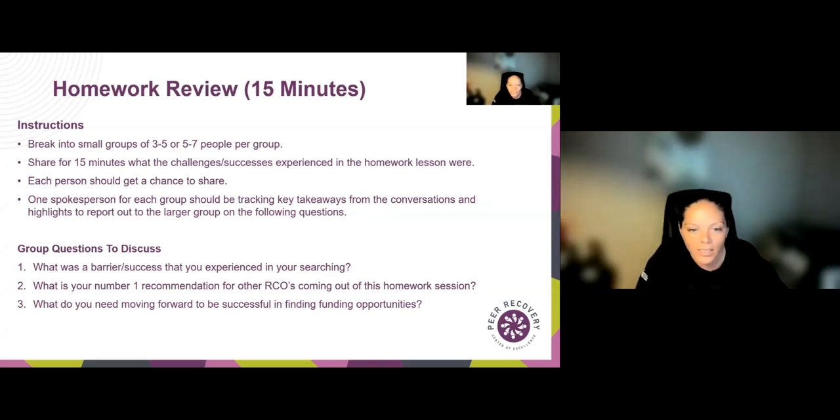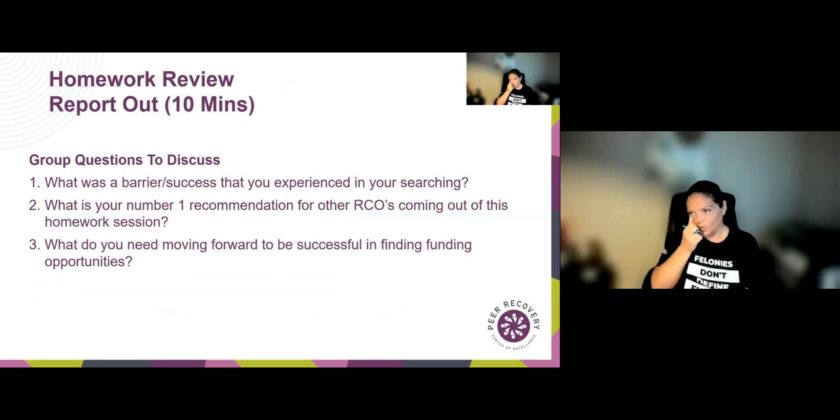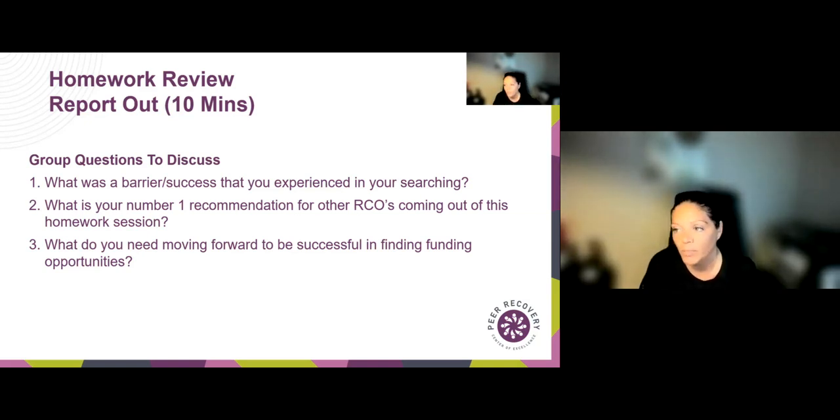So let's see here. Let me catch my bearings. What we would like to do now is a homework review. Hopefully everybody got to identify somebody from their group to report out. I know at least from our group, some people weren't able to do the homework, or this was their first time, or they missed the last session, or for various reasons. So we kind of went off the cuff with some of our responses.